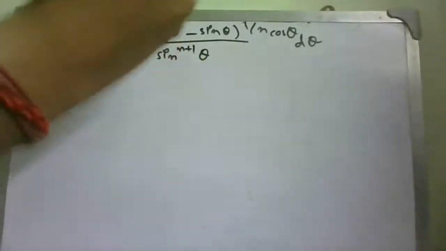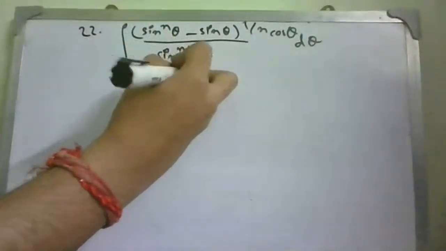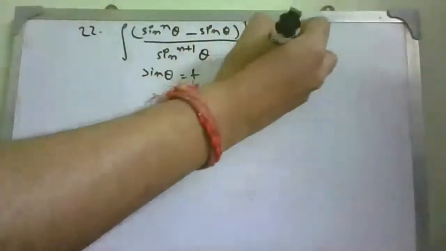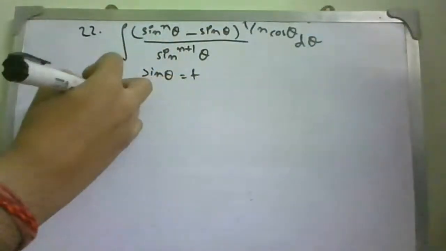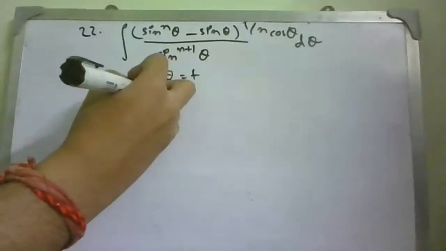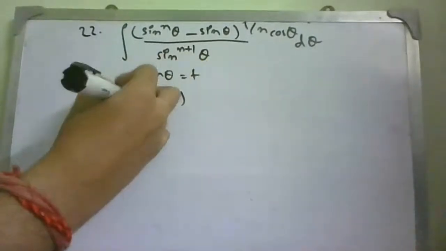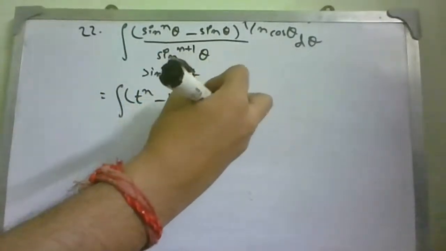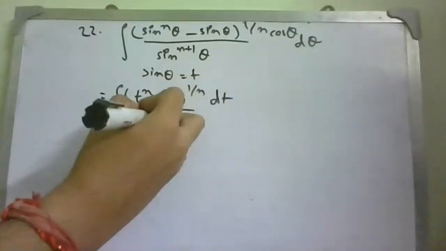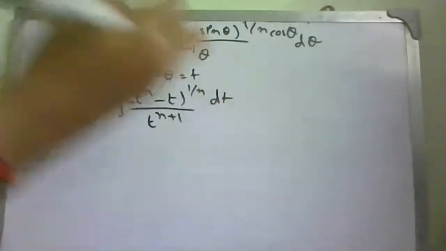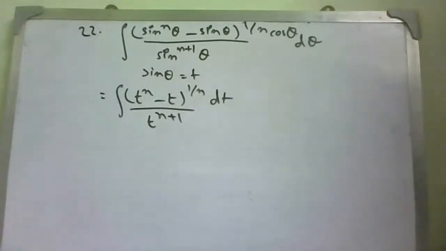So we can assume that sine theta is some t. So this is basically dt. This is t to the power of n minus t to the power of 1 by n dt over t to the power of n plus 1. Oh my god, how to do this now? Oh no.